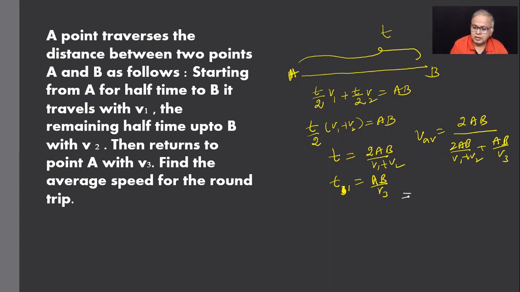So how much is that? Without doing much, AB cancels. 2 by 2 by this one we will get. So this will be the numerator that will go up. 2 into V1 plus V2 into V3. AB cancels. 2 by V1 plus V2 plus 1 by V3. So this will be the LCM. V1 plus V2 into V3 is the LCM, so that will go up later.